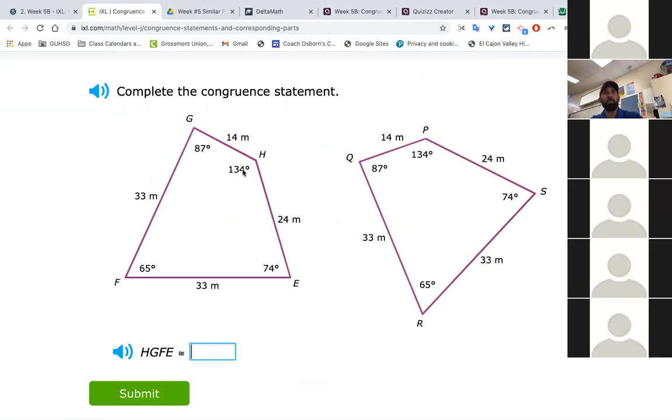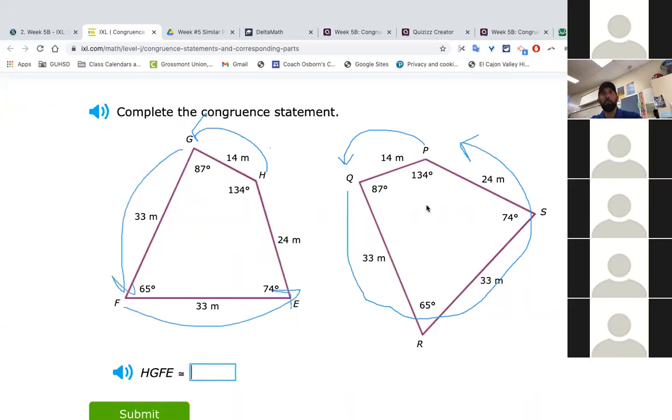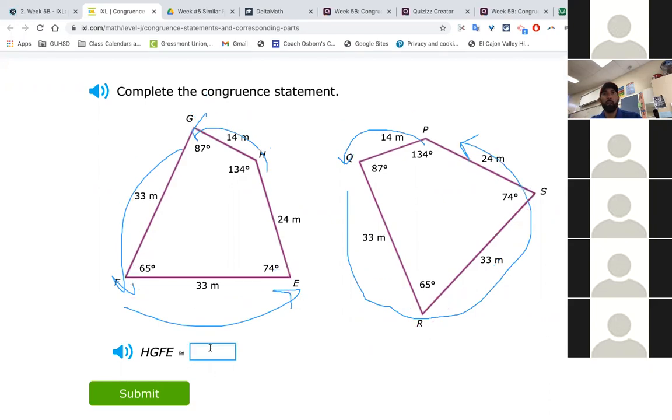So we're going to start with H, and H is 134. That means that matches up with P over here. And then G is next. So it goes from H to G. That means we want to go from P to Q, and then just rotate ourselves around in this direction with the letters. So we're going from H to G to F to E. Again, we'll just repeat that over here when we write it out. So we'll go from P, Q, R, S.